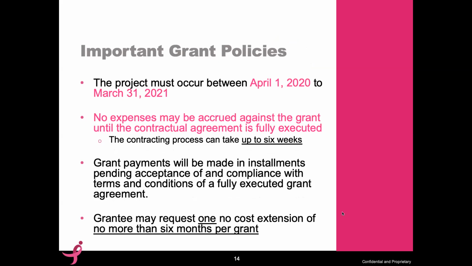So, important grant policies. The project must occur between April 1st, 2020 to March 31st, 2021. Expenses may not be accrued against this grant until the contract agreement is fully executed. Sometimes this contract can take up to 6 weeks. We certainly hope that process moves smoother, but we cannot backdate any payments based upon that grant. So anything retroactively will not be accrued. It has to be specifically from the execution of that contract.